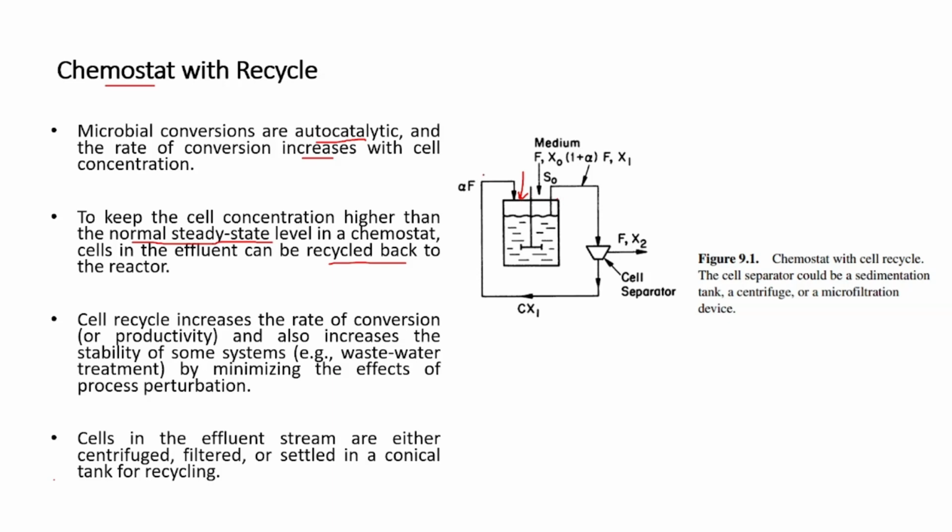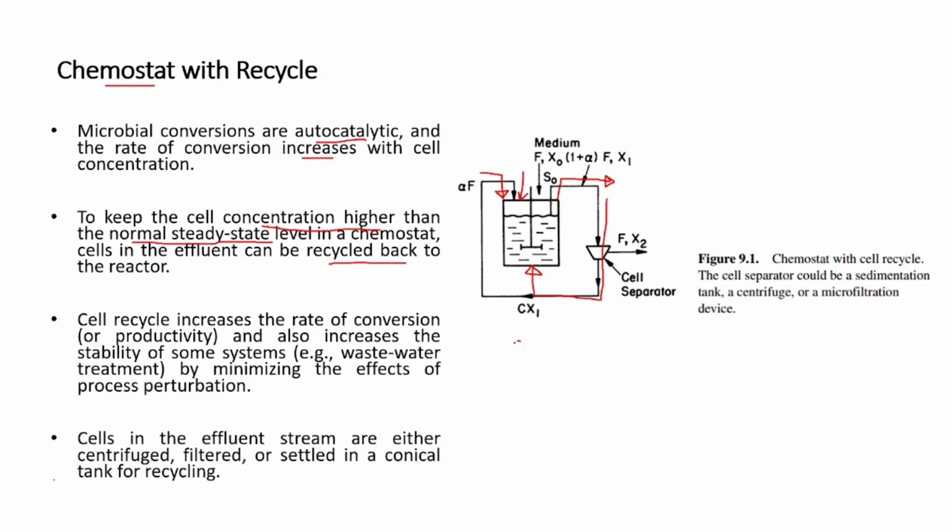Okay, so what happens? On the right hand side, you can see there is a chemostat with recycle. So this is a chemostat, and here you feed some initial concentration of bacterial cells, and from the product also some bacterial cells go out. Instead of letting all the bacterial cells go, you recycle some amount of bacterial cells back into the chemostat, as a sort of inoculum. Why is this done? This is done mainly to maintain the cell concentration higher than the normal steady state level.